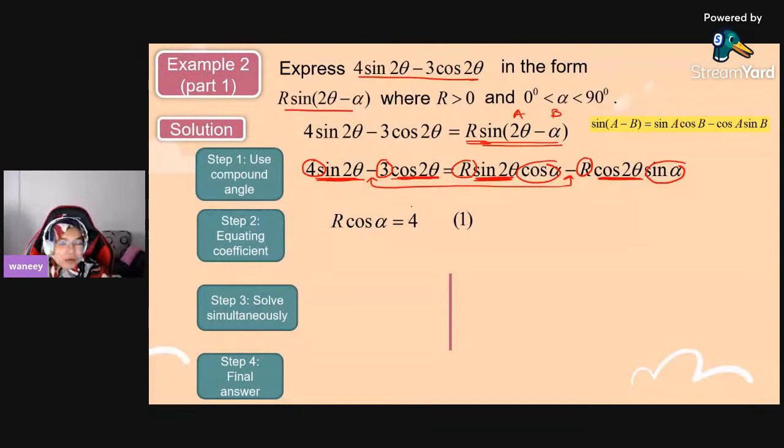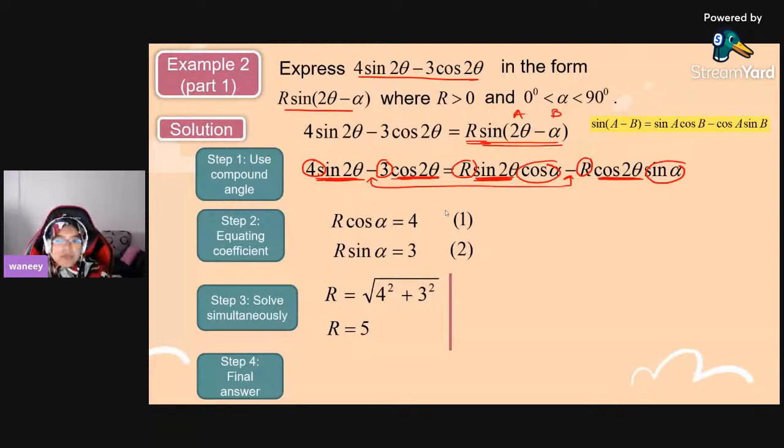Okay, so now r sine alpha is equal to 3. So the first equation, r cos alpha equal to 4, r sine alpha equal to 3, and then we need to solve them simultaneously. So take the first equation, square plus with the second equation, you square them, and then you should be able to see that r is equal to the square root of 4 square plus 3 square. Therefore, r is simply equal to 5. So that is the value for r.